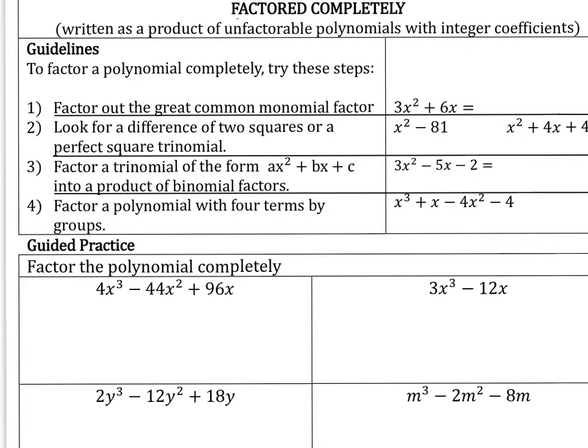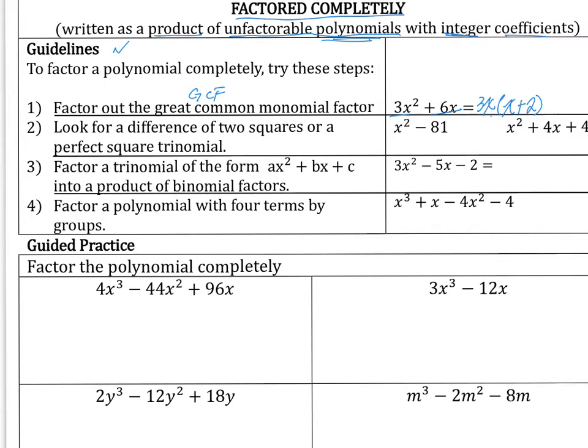So when a polynomial is factored completely, it will be written as a product of unfactorable polynomials. So they could be binomials, trinomials, etc., with integer coefficients. So here are the guidelines. To factor a polynomial completely, try these steps. First, factor out the greatest common factor. That's the very first thing you want to check. So with the first example here, I noticed that I can factor out 3x because that's the GCF between these two monomials. So then I would end up with 3x times the binomial x plus 2.